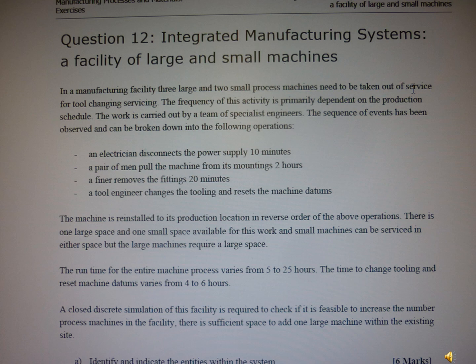A discrete event simulation of this facility is required to check if it is feasible to increase the number of process machines in the facility. There is sufficient space to add one large machine within the existing site.